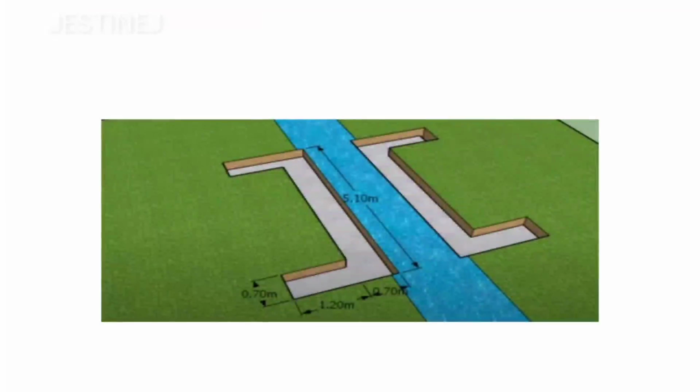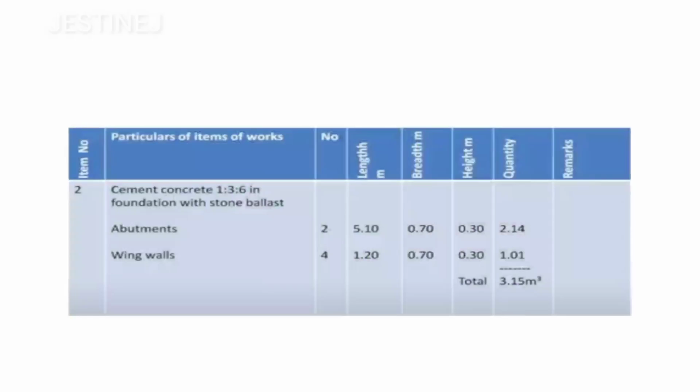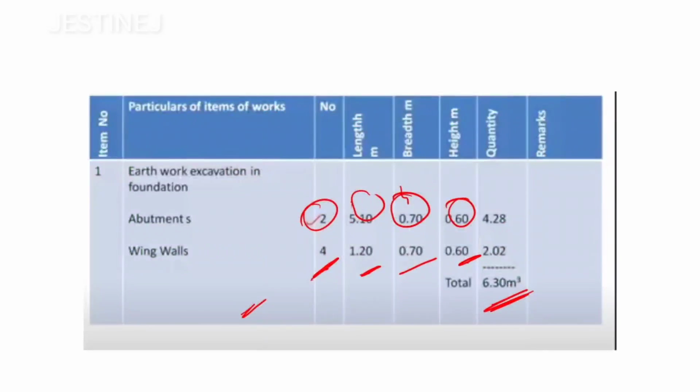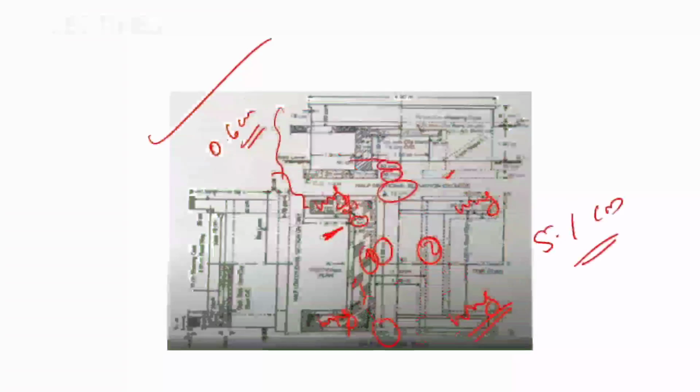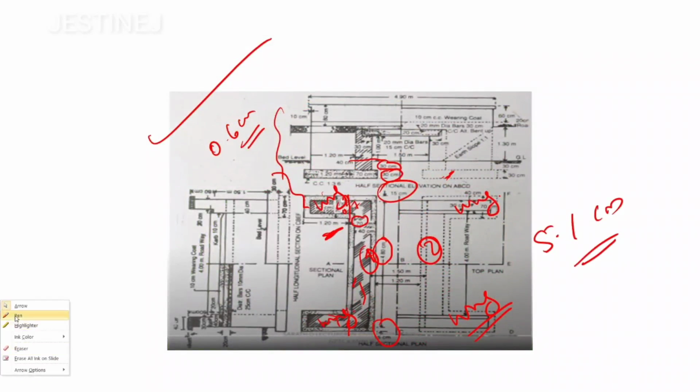Then you can visualize some more clearly through this diagram. After that, our next aim is to go through the cement concrete. Just a second. If you observe here, after this excavation, a cement concrete layer is provided.